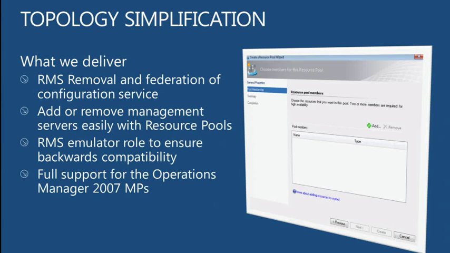So first of all, if you're familiar with the RMS in 2007, we've removed that in 2012, based on a lot of feedback around how hard it was to cluster and configure, and the fact that it certainly would be a single point of failure if it wasn't clustered. So we've removed that and we've created a federated set of management servers. What we call these is a management server pool. So this pools concept is what allows us to provide Unix and Linux monitoring, high availability, network monitoring availability.